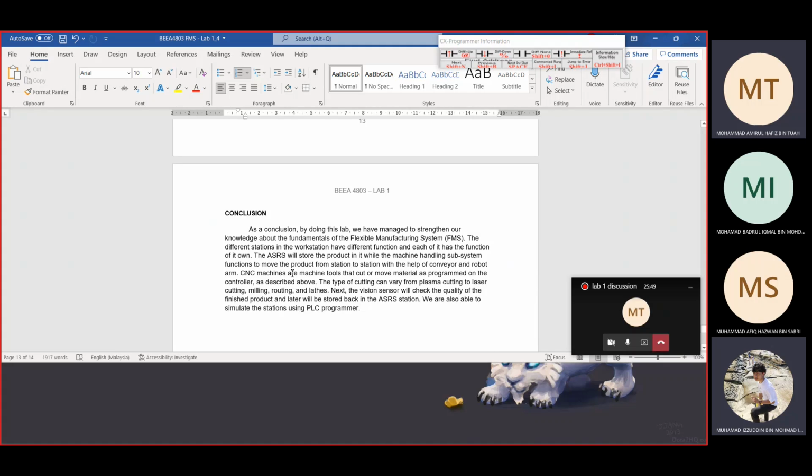Next, CNC machines are machine tools that cut or move materials as programmed on the controller, as described above. The type of cutting can vary from plasma cutting to laser cutting, milling, routing, and lathe. Next, the vision sensor will check the quality of the finished product and later it will be stored back in the ASRS station. Lastly, we are also able to simulate the stations using the PLC programmer. So that is all for our discussion. Thank you.